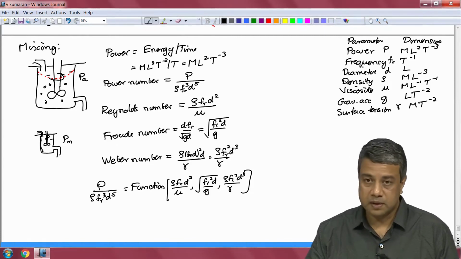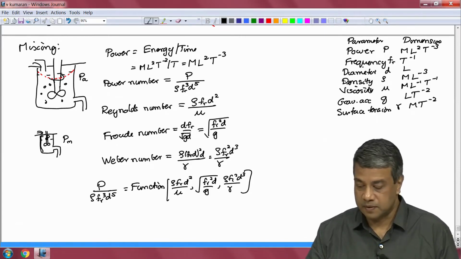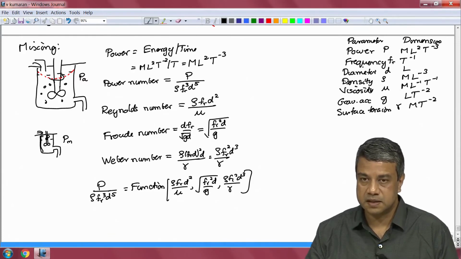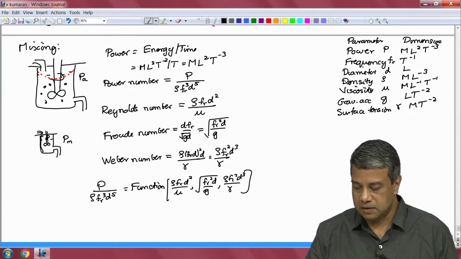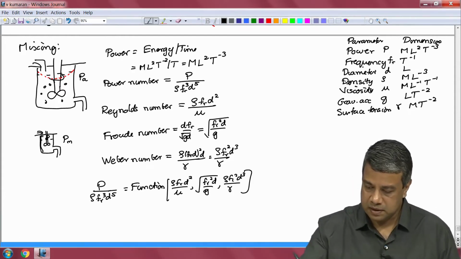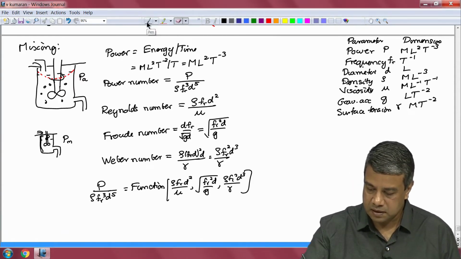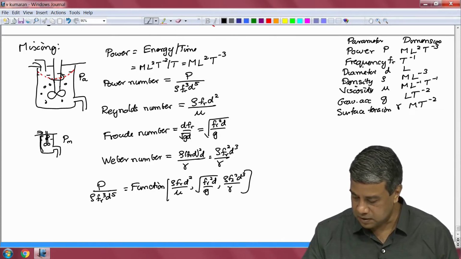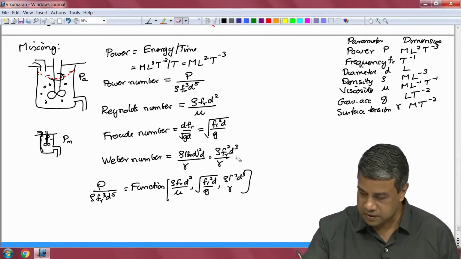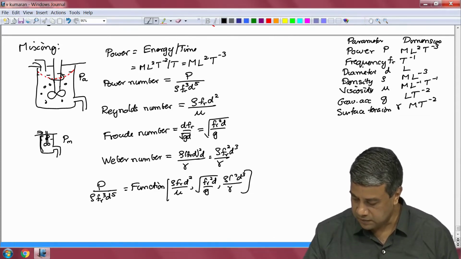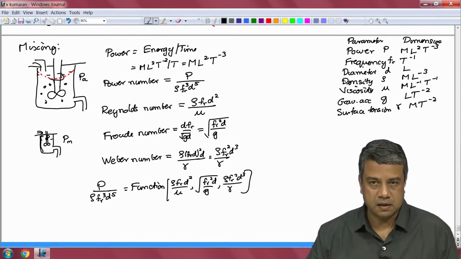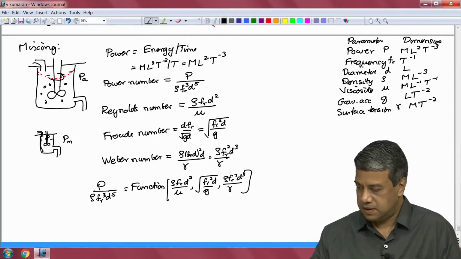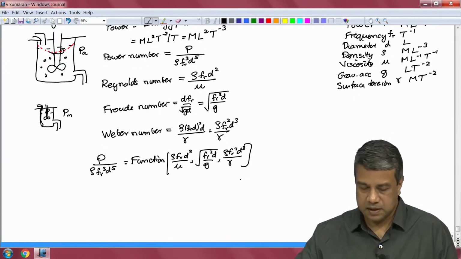You may not be able to find combinations of properties such that everything on the right hand side is the same. In that case, what is done is to include only the relevant groups, those groups that are neither small nor large. Because if a group is either very small or very large, it means that one of those forces is not important. Therefore, you can neglect that, and include only those groups that are neither very small nor very large. So, let us look at an example.